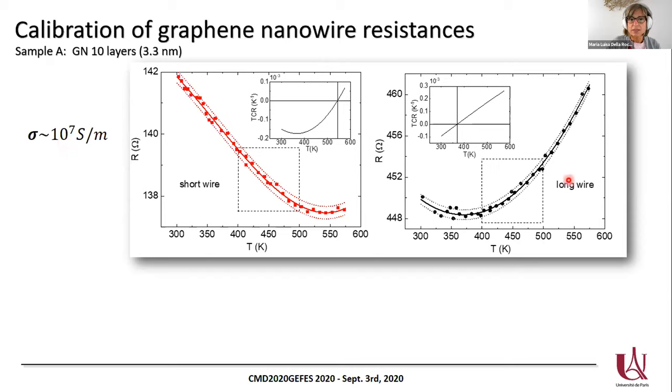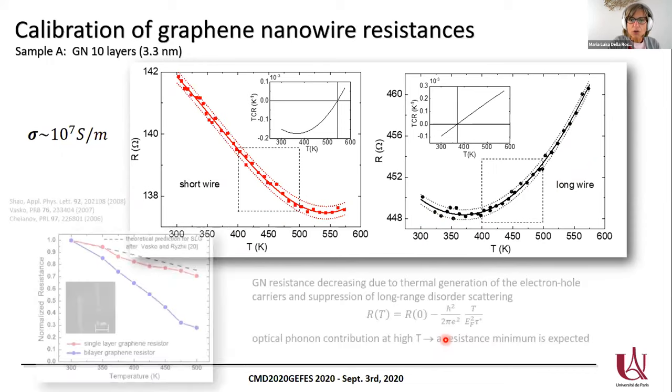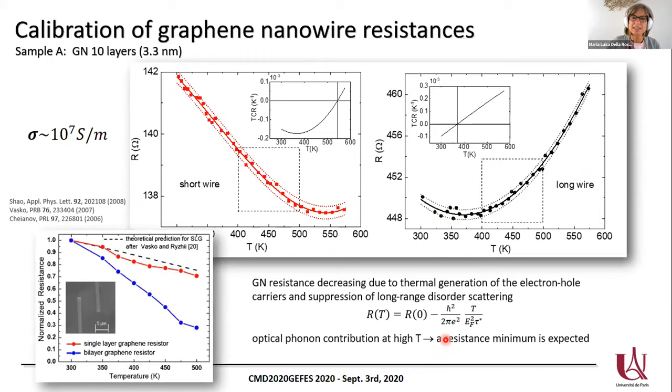And we see two different trends in this calibration measurement. For the short nanowire, a decreasing behavior until a minimum is reached around 550 Kelvin, and an opposite trend for the long one, with a minimum and then an increasing behavior at higher temperature. This kind of behavior is not really the focus of my talk, but it's scarcely explored in literature. There is particularly work that has been done on single layer and bilayer graphene showing a quenching of the electrical resistance of the graphene layers at higher temperature, which has been related to the thermal generation of electron-hole carriers and also to suppression of long-range disorder scattering.